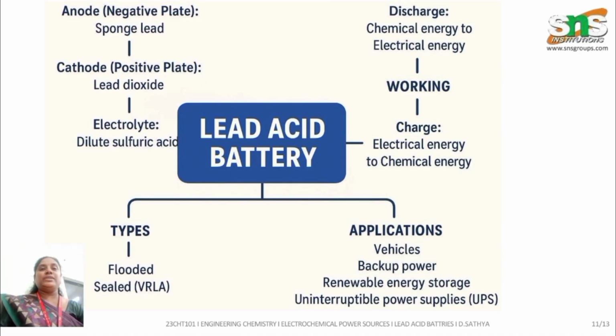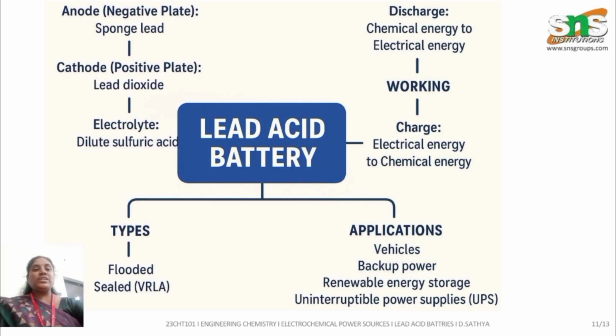That means a UPS. The anode part is the negative plate, where sponge lead is used, and the cathode part is the positive plate, that means lead dioxide. Pb is the anode and PbO2 is the cathode. The electrolytic solution is dilute sulfuric acid. So these three important parts are the main parts of the lead acid battery: anode, cathode and electrolytic solution.